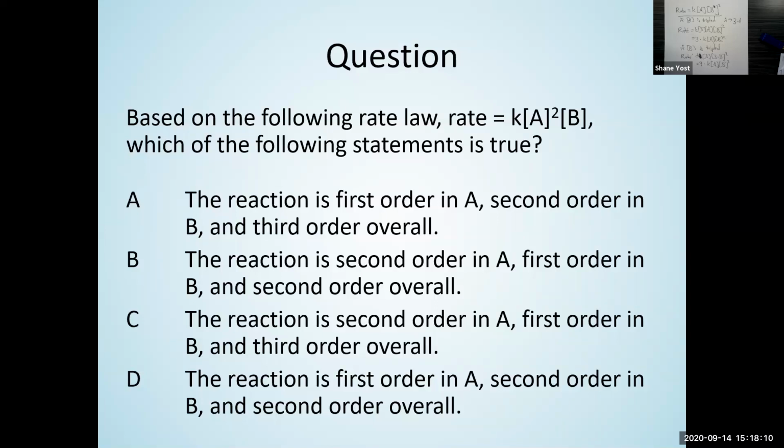And C: second order in A, we said that was correct already. First order in B, we said that was correct already. And then third order overall. Is that true? Yes, 2 plus 1 gives us 3. So C here is true. This reaction is second order in A, first order in B, and third order overall. Any questions about the rate law, what it's defined as, what we mean when we say something has some order with respect to some reactant, or the overall order?